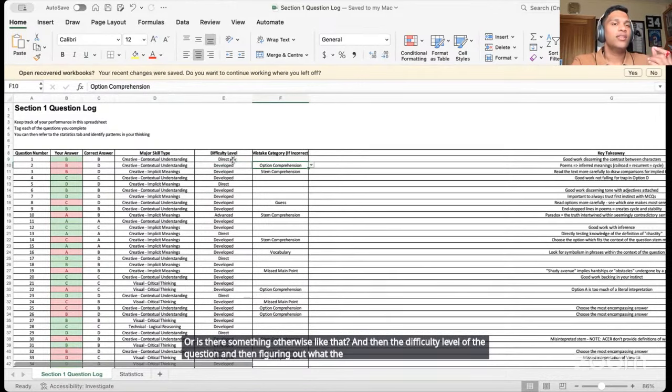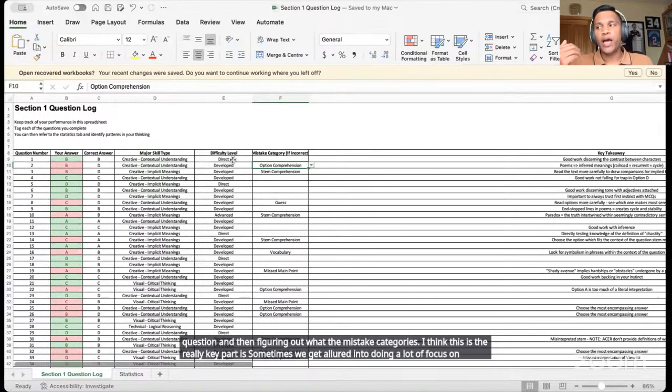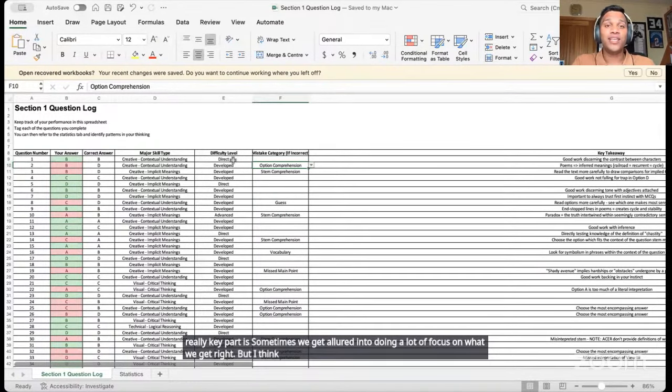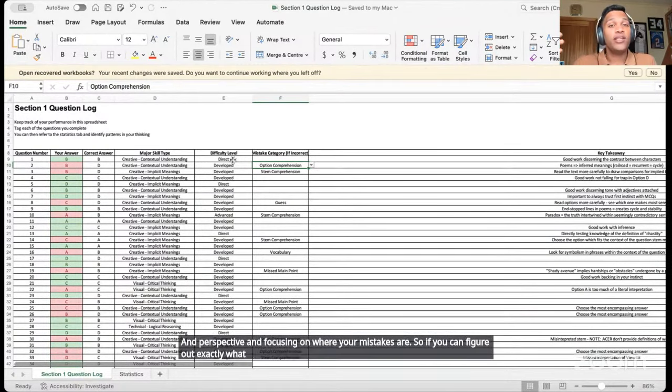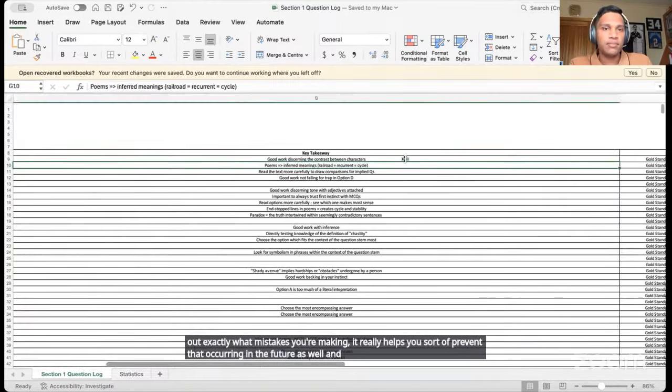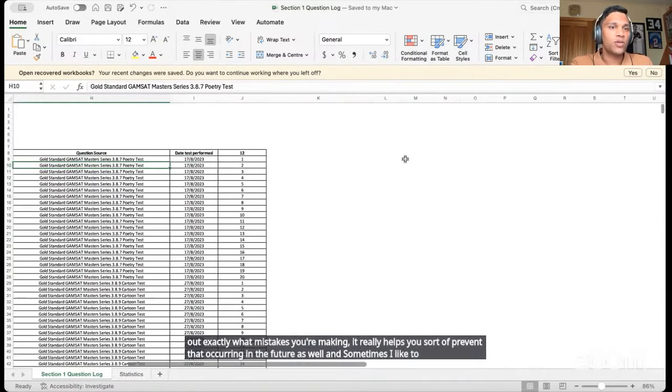I think this is the really key part. Sometimes we get allured into focusing a lot on what we get right, but I think it's almost better for the GAMSAT to think from the glass half empty perspective and focus on where your mistakes are. If you can figure out exactly what mistakes you're making, it really helps you prevent that occurring in the future as well. And sometimes I like to write the key takeaway as well as what the question source is.